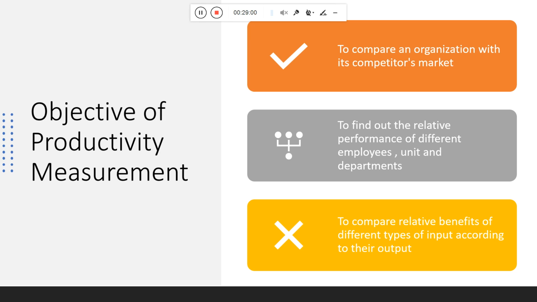So the objective of productivity measurement: to compare an organization with its competitors in the market, and to find out the relative performance of different employees, units and departments. Using this productivity measure you can identify the difference between employees as well as units and departments. And to compare the relative benefit of different types of input according to their output. The next measurement-related topics will be discussed in the coming session.